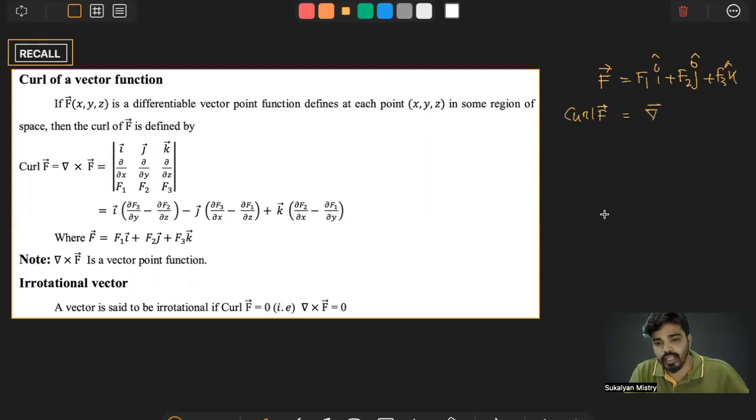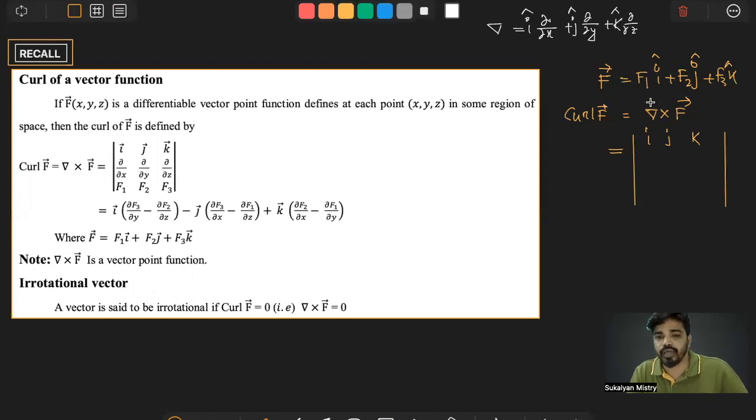Curl F means del cross F. So cross product. Okay. Del cross F. Okay. So i, j, k. Just note what is del? Del means i del x plus j del y plus k del z. Right? So del cross F means first row i, j, k, second row the components of del, that is del x, del y, del z. Okay.